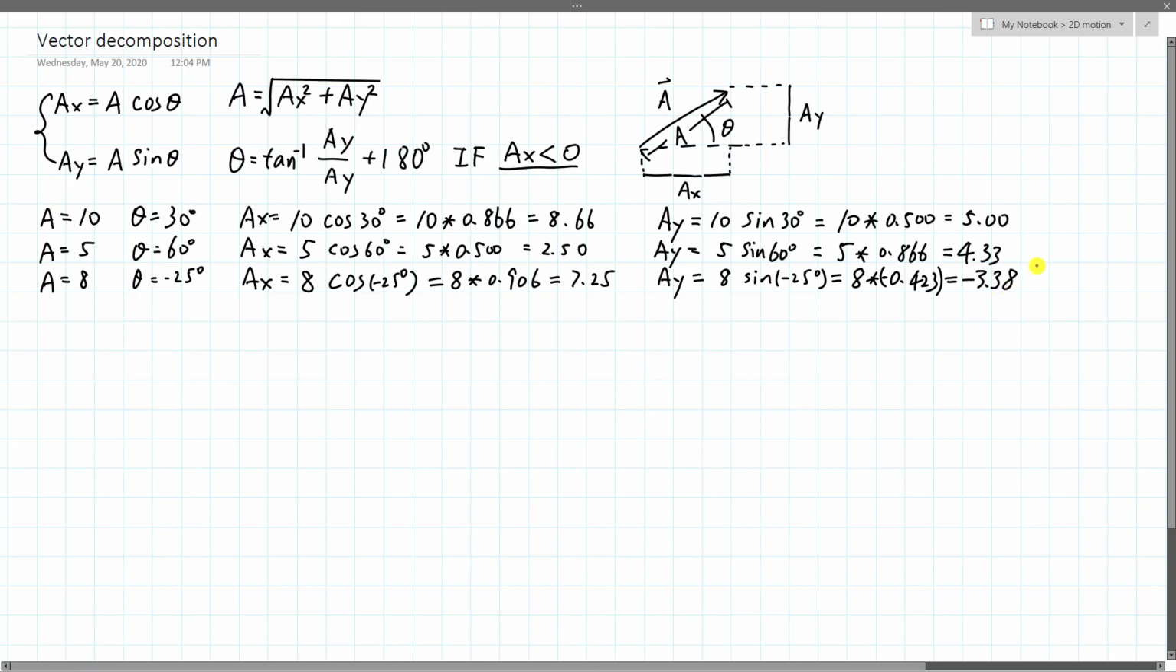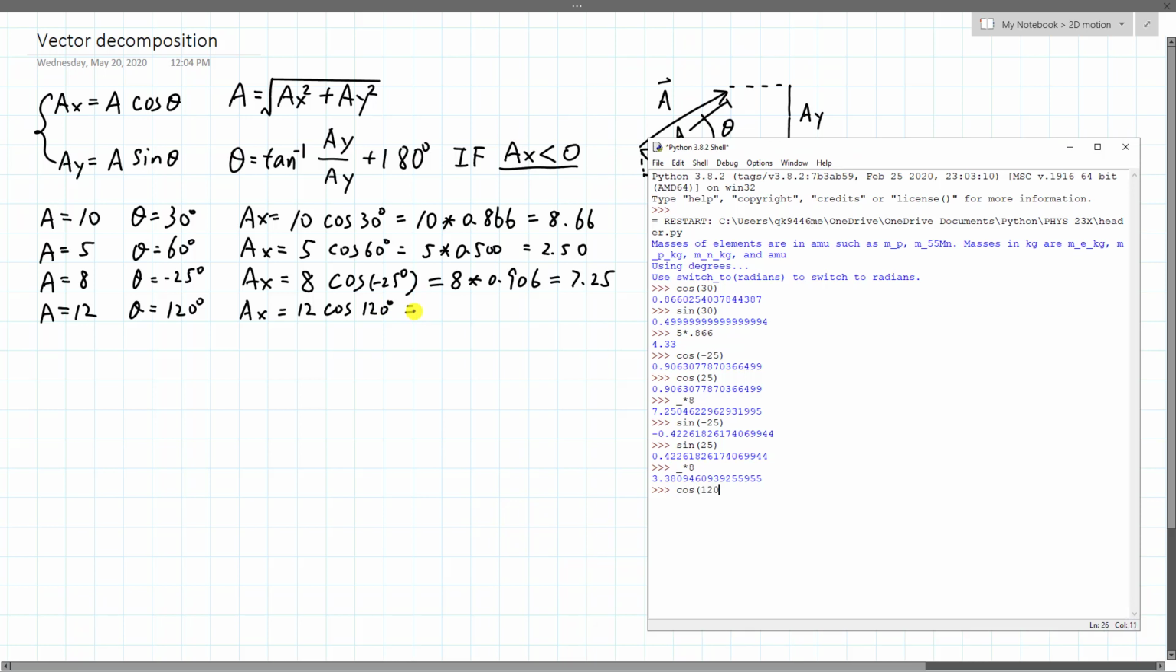Okay, so one more. This is the last one. The vector A has a magnitude of 12, and the angle is 120 degrees. So this puts us in the second quadrant, right? 90 degrees is the first quadrant to the second quadrant. So this is over 90 degrees. So let's do this. Ax is 12 cosine 120 degrees.